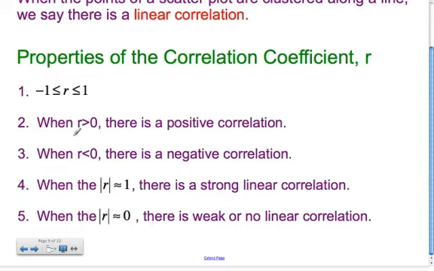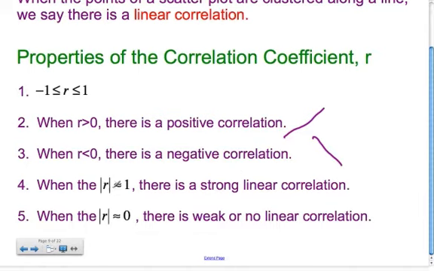If R is greater than 0, there's going to be a positive correlation, which means my line is going to go on an uphill slant. If R is less than 0, which is a negative number, it means it's going to end up having a negative slope, and it's going to be going downhill.